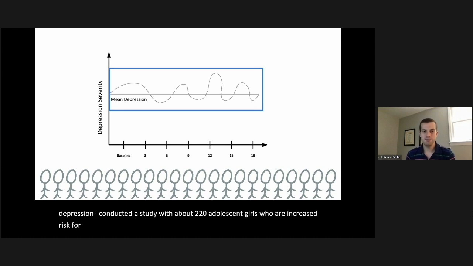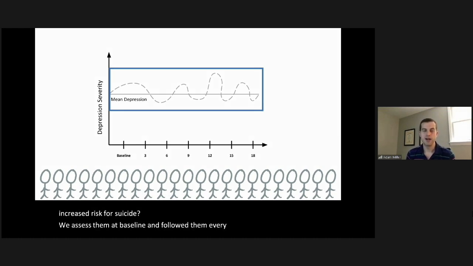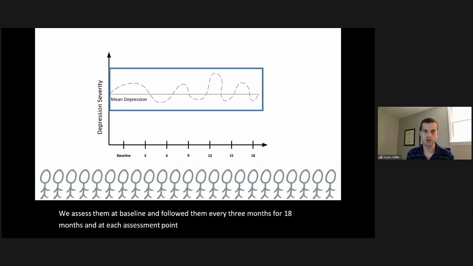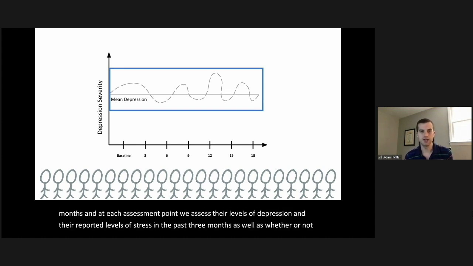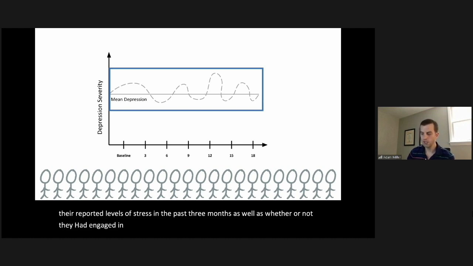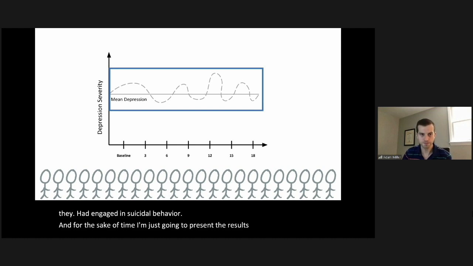We assessed them at baseline and followed them every 3 months for 18 months. And at each assessment point, we assessed their levels of depression and their reported levels of stress in the past 3 months, as well as whether or not they had engaged in suicidal behavior. And for the sake of time, I'm just going to present the results on suicidal behavior.